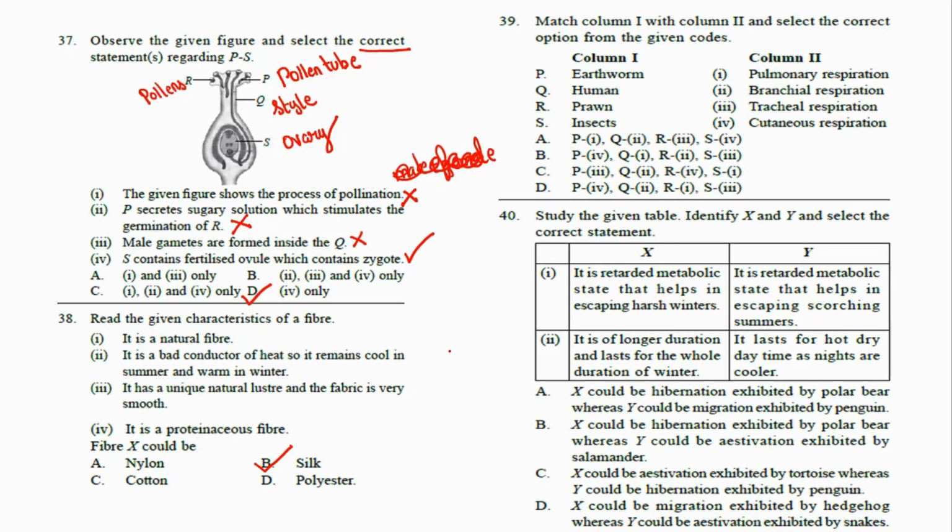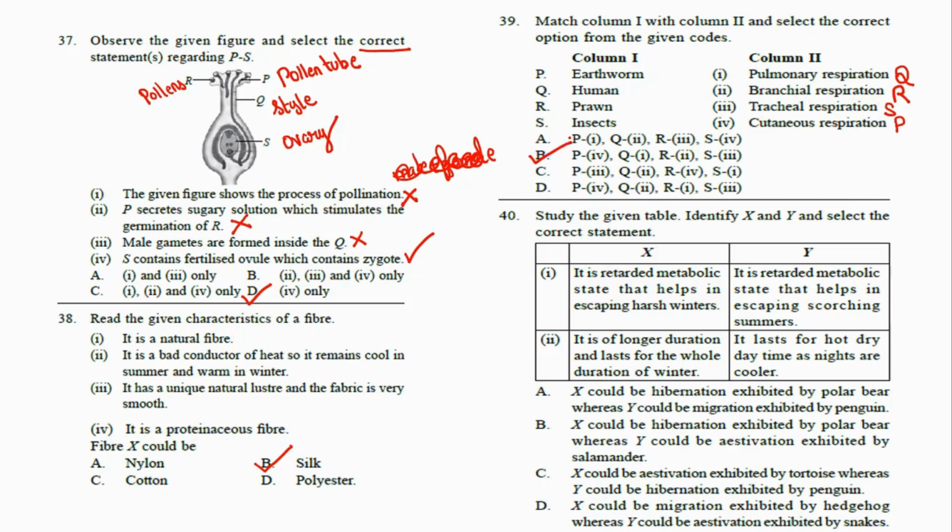Now we come to question number 39. Match the following. So again, we have the matching question, right? The first one, earthworm. It respires by the cutaneous respiration. So this will be P. Human does a pulmonary respiration. This is Q. Prawn conducts a branchial respiration. So this is R. And insects conduct a tracheal respiration. This is S. So our correct answer should be option number B, right?